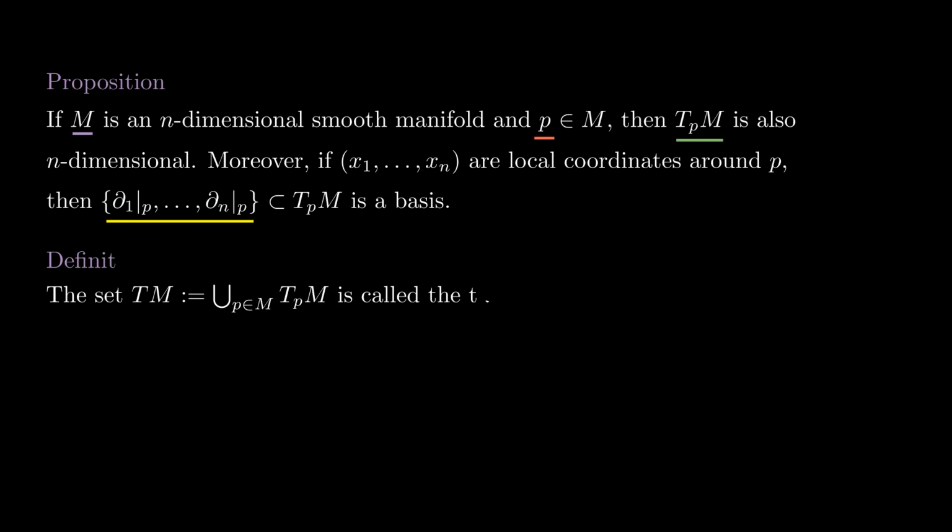When we consider the union of all the tangent spaces to M at all points, we get what we call the tangent bundle. It is the set of all tangent vectors to M. This set will have a nice smooth manifold structure, but for now it is just a set of vectors from different vector spaces.